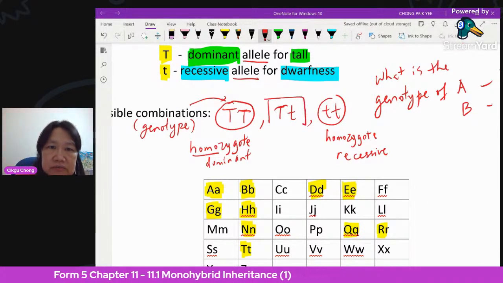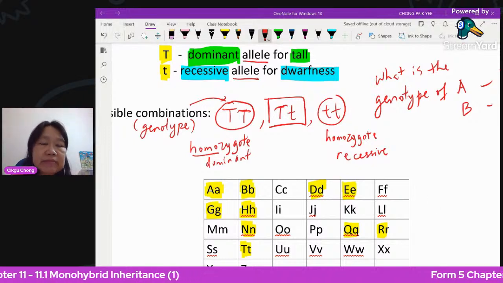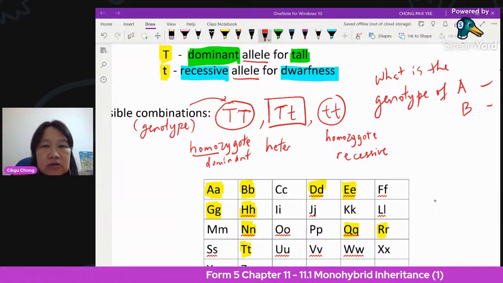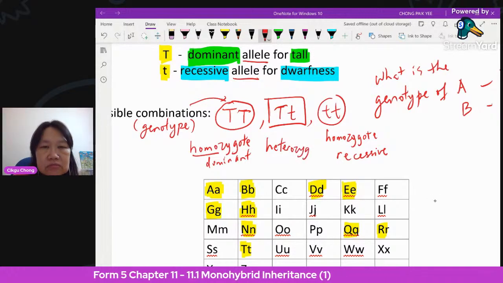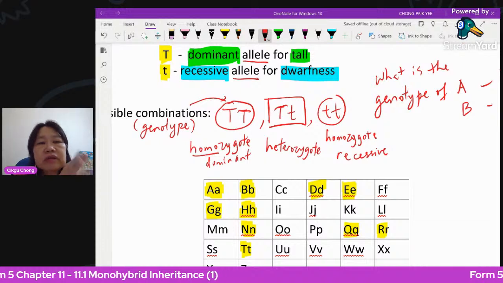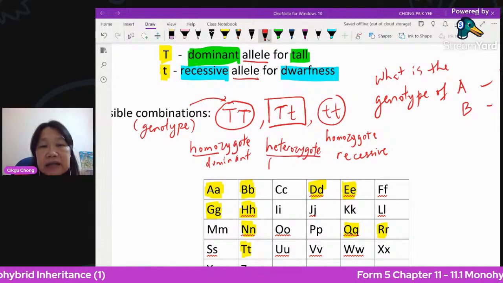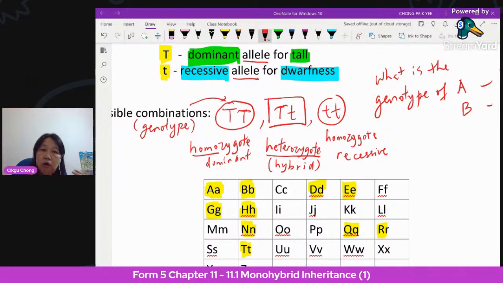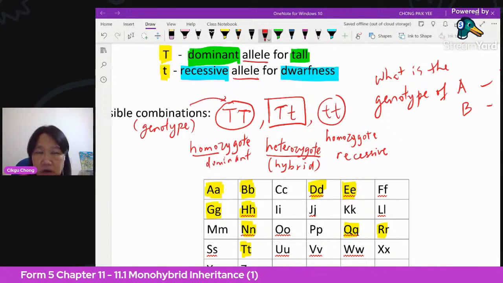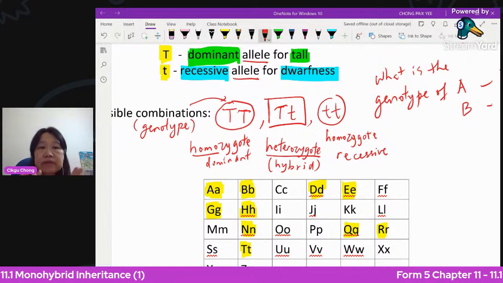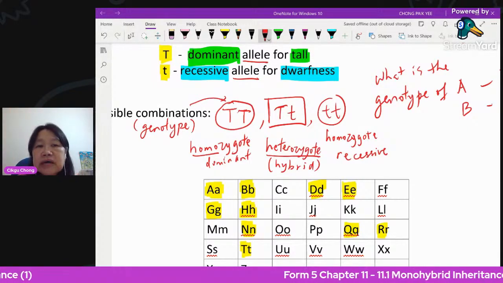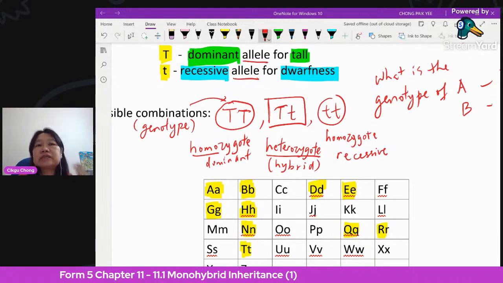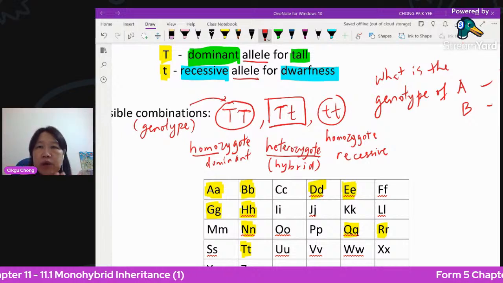What do we call this? This one is not homo. Homo means the same. So we use another word. We call it hetero. Heterozygote. Heterozygote, you no need to say dominant or recessive. Just say heterozygote. Another name is called hybrid. So when I use the word homozygote or heterozygote, you should know what kind of combination is inside there. When I say homozygote, that means the two alleles must be the same type. When I say heterozygote, it means one dominant, one recessive.